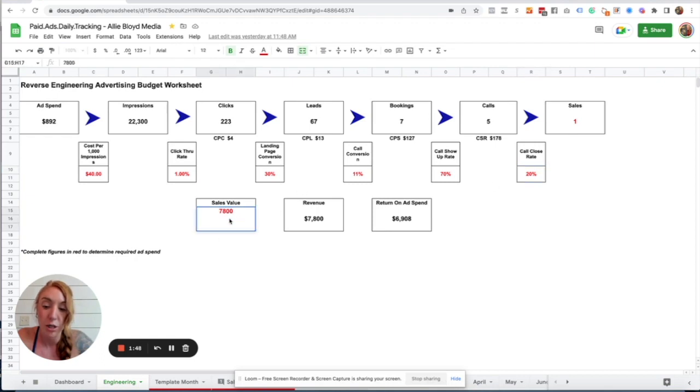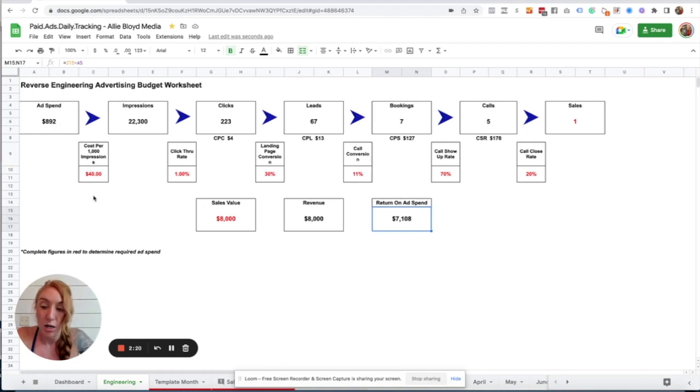So what you're going to do is plug in the value of your sale. Let's go ahead and plug in $8,000 as the value of our sale. Now you can see that this updated not very much. If I go back, then we're at 892. We've got 8,000. And all that is updating from that number is our return on ad spend. That's obviously going to change based on the amount of money that you're generating for an average sale.